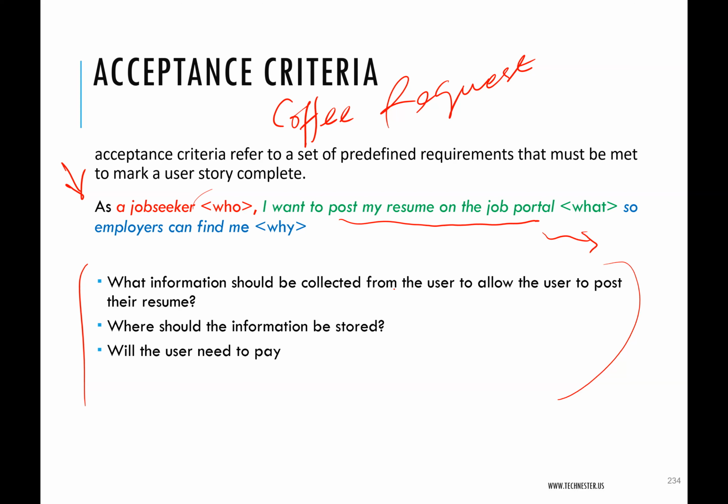The user story is just half of the story. The acceptance criteria is the second half. Just like your functional requirement is just half of the requirement. Your non-functional requirement is the second half. Okay? Any question?